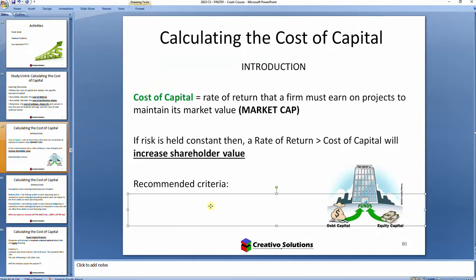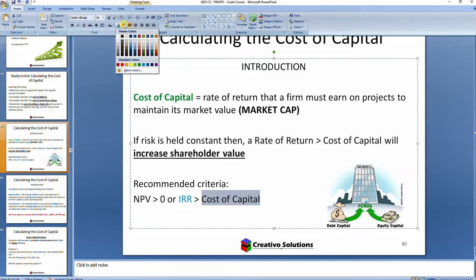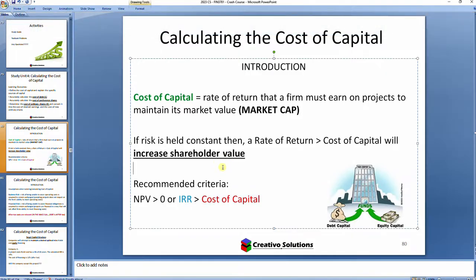Okay, the recommended criteria, just to reveal, always, always, always NPV greater than 0, so value is being created. And then this one is the important one. We just spoke about it earlier. IRR is what we get from the project. We need to compare that to how much the project costs. Cost versus benefit, basically, if you're keeping it really, really simple.